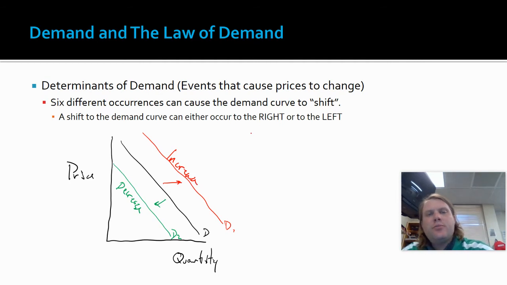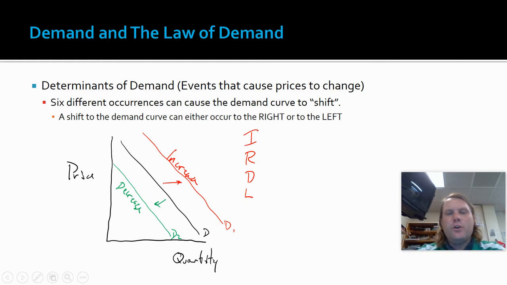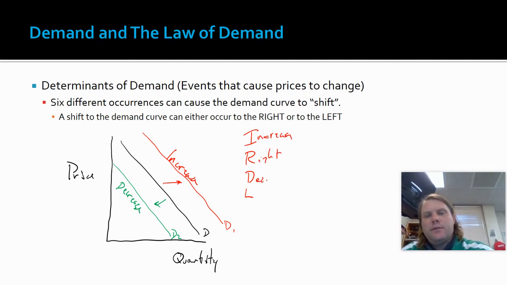All right, there's an abbreviation we can use called IRDL to help us keep track of which way to move things. That stands for increase right, decrease left.